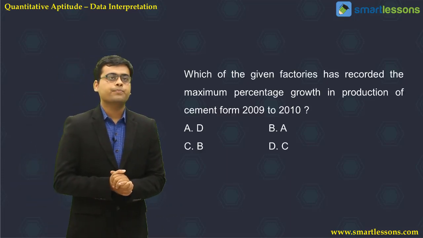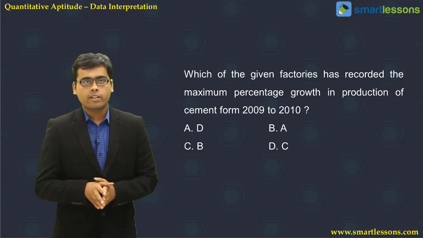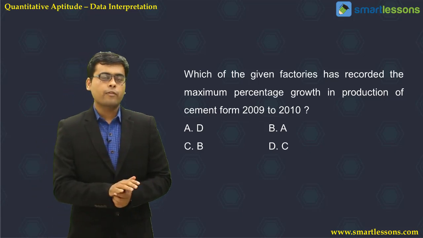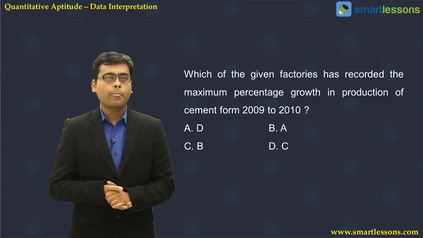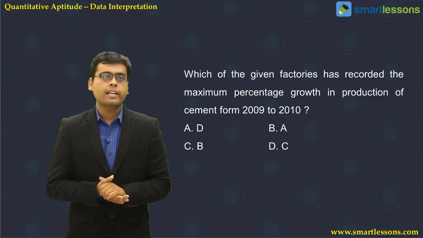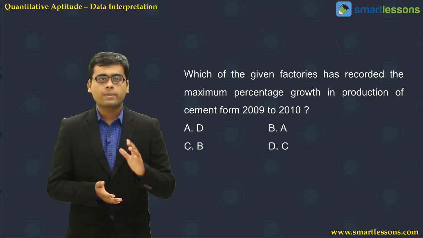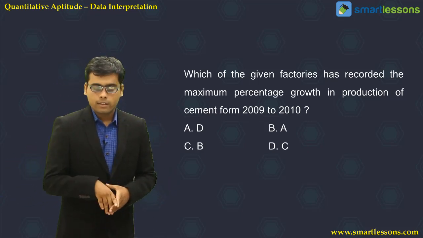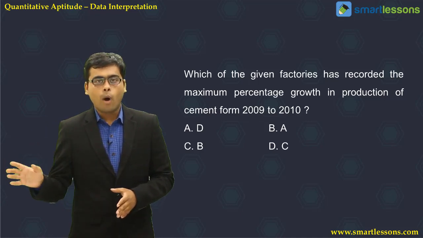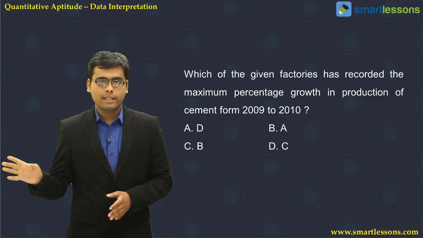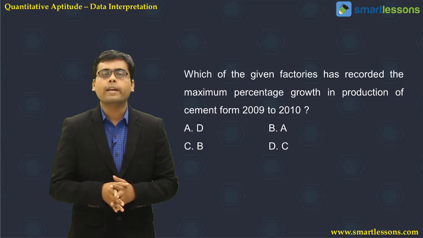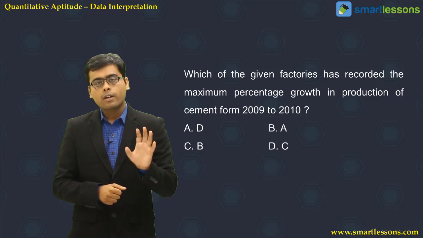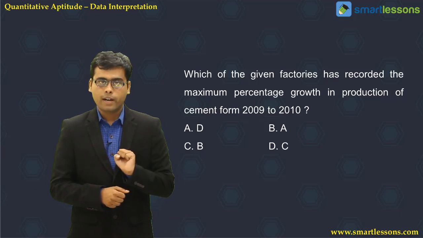Now the next question. Which of the given factories has recorded the maximum percentage growth in production of cement from 2009 to 2010? Option A, factory D, option B, factory A, option C, factory B, and option D, factory C. Now again, here also, if you want, you can work out all this calculation to get the result, but that would be again time consuming. So the strong suggestion is not to do that. Use logical picking up of correct option.